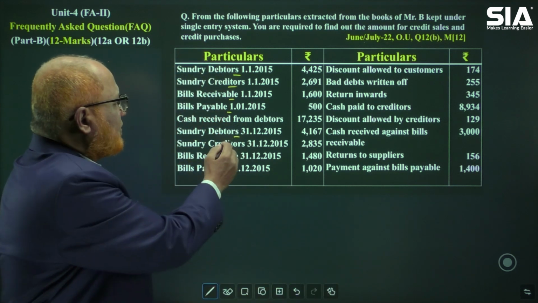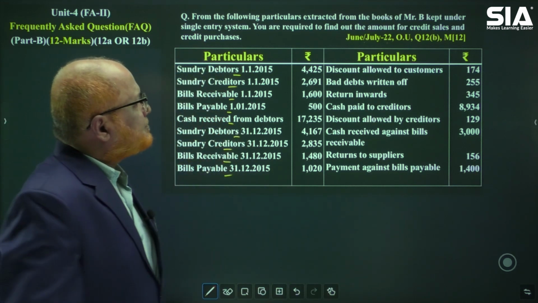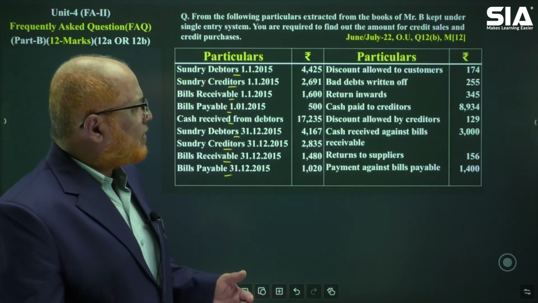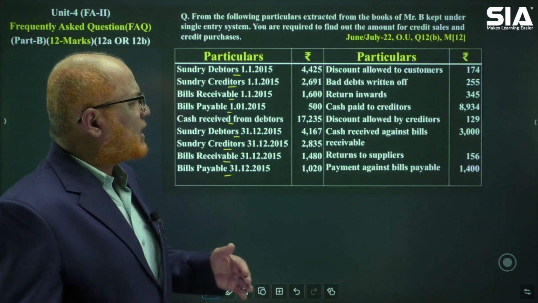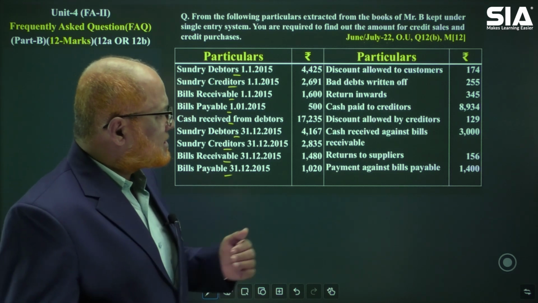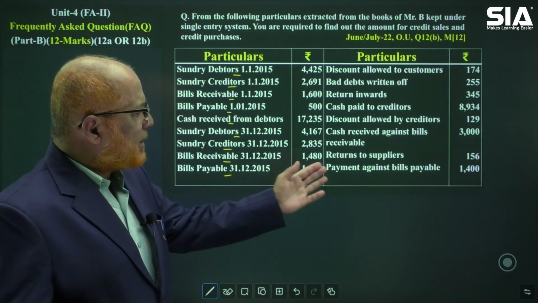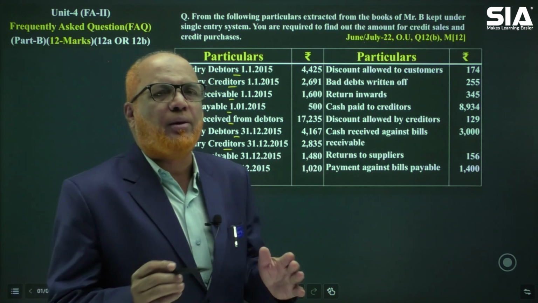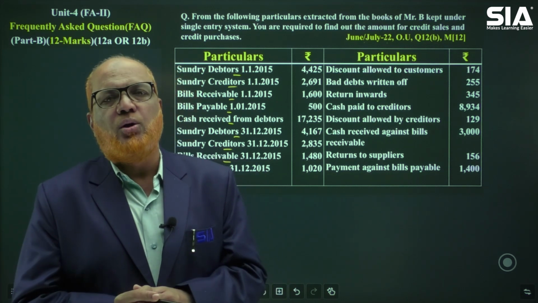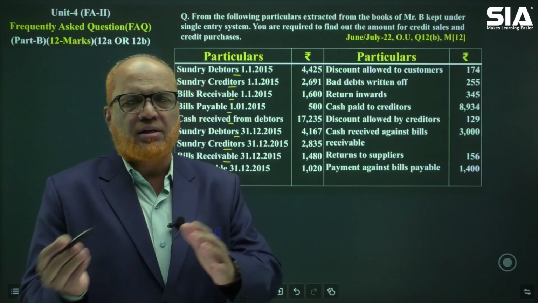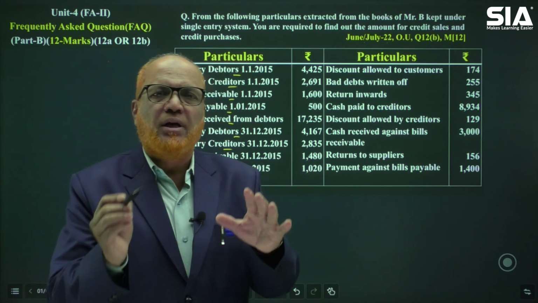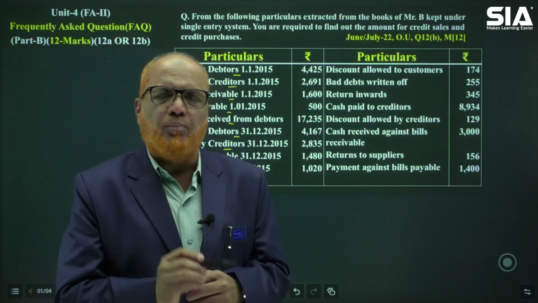Apart from that, cash received from debtors, right? Now, discount allowed to customers, then bad debts written off, return inwards, cash paid to creditors, discount allowed by creditors, cash received against bills receivable, return to suppliers and payment made against bills payable. This is the complete information given. From this information, we will make total debtors, bills receivable, total creditors, bills payable. The only thing you have to remember is which item will come in which account. That is the most important thing.